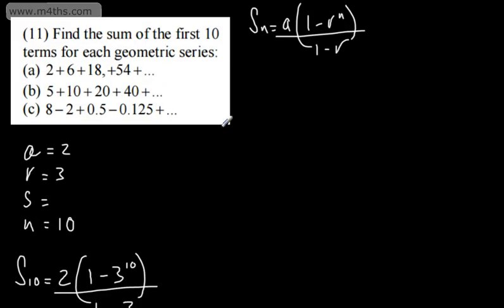Let's have a look at the next one. So this one, we'll collect the information. A, R, S and N. A is the first term. Then we've got the ratio to find. The sum we're looking for, and N, the number. So first term is 5. We know that there are 10 terms. The ratio is going to be 10 over 5, which is 2, and that holds throughout, so that's 2.